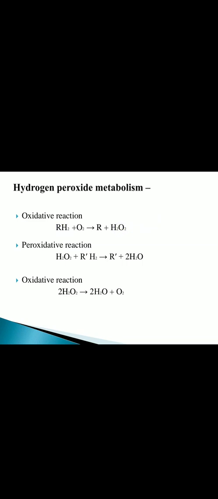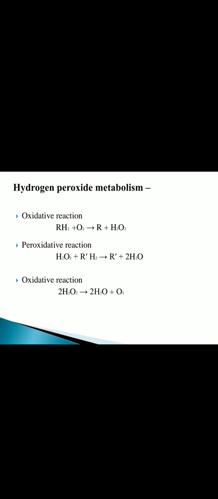What these enzymes do, D-amino acid oxidase and urate oxidase, is remove hydrogen from the organic substrate and use molecular oxygen to generate hydrogen peroxide. Now we have hydrogen peroxide in our cell, and as we know, this hydrogen peroxide is converted to water by the enzyme catalase. Catalase is the enzyme which makes 40% of total peroxisomal protein.